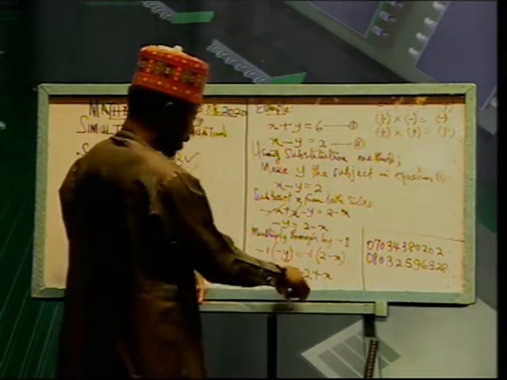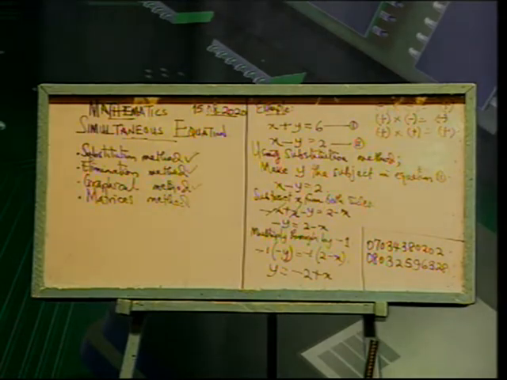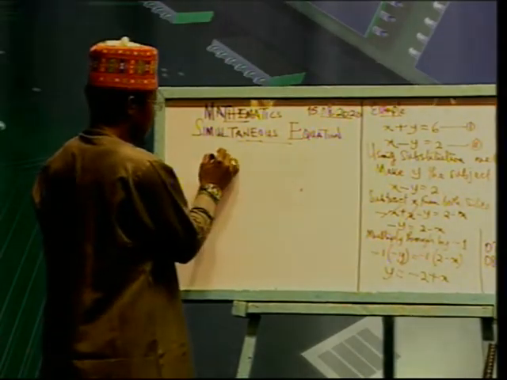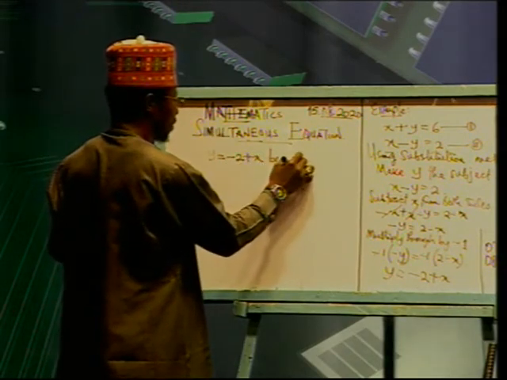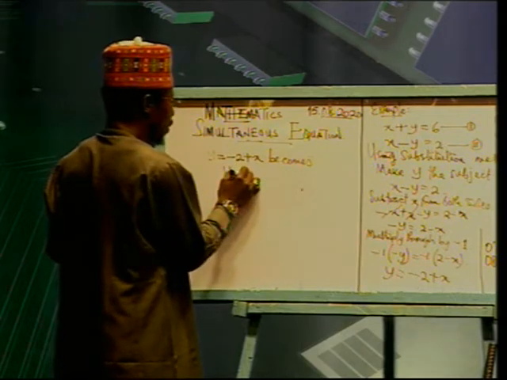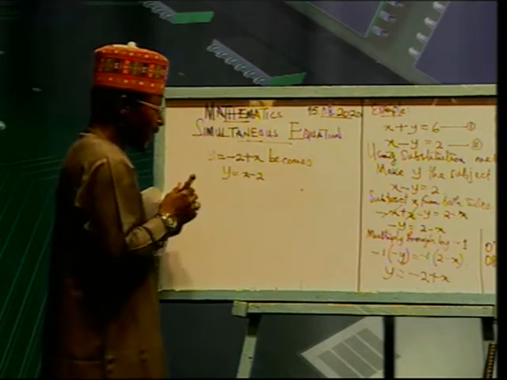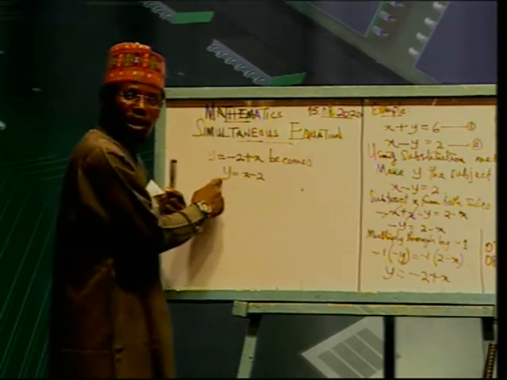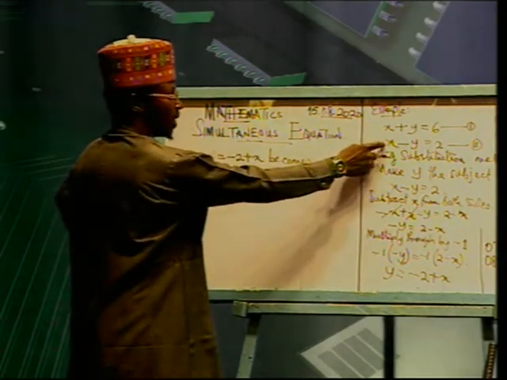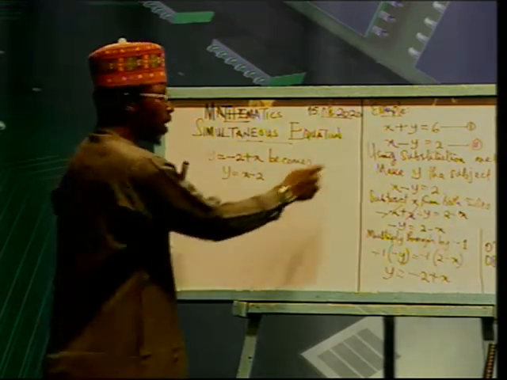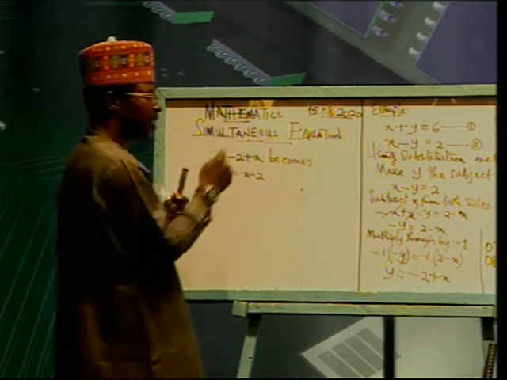So we can now rearrange this. y equals minus 2 plus x becomes y equals x minus 2. Now, having made y the subject, what we need to do is substitute this in equation 1, not equation 2, because we started with equation 2. So what you got, you now substitute in the other equation, which in this case is equation 1.